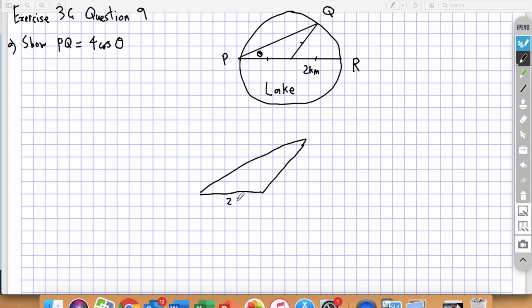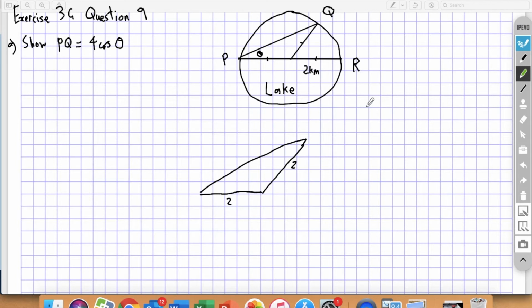Now that's 2 kilometers there, that's 2 kilometers there. Some of you might know this property of circles, that this angle in here is actually a right angle. If you have a diameter of a circle, any point on the circle where you've drawn lines from the edge of that diameter will actually make a right angled triangle. But I'm going to assume that you didn't know that.